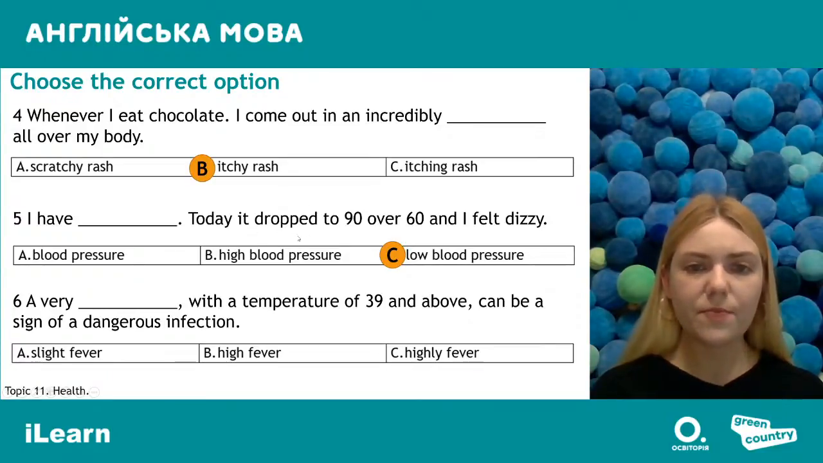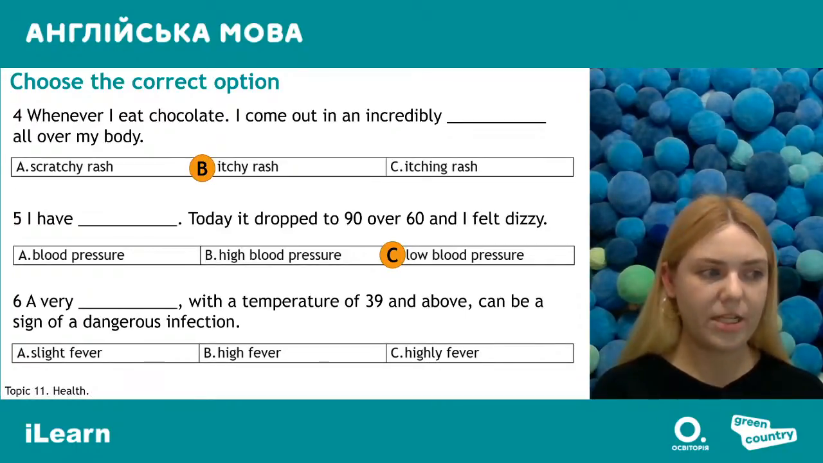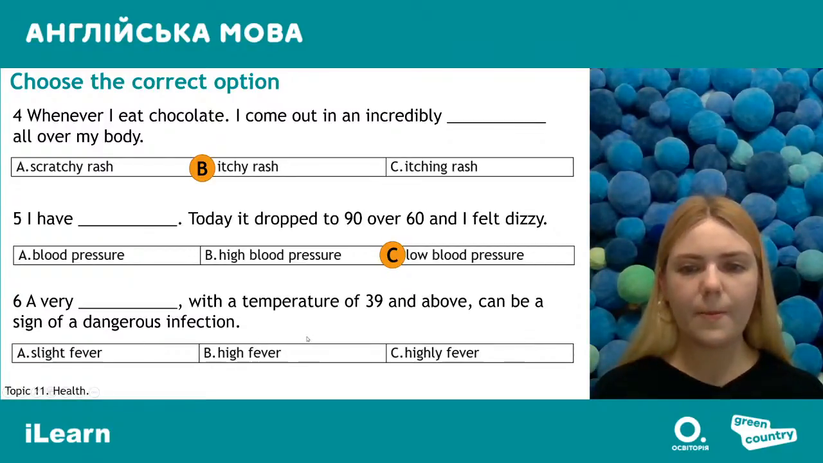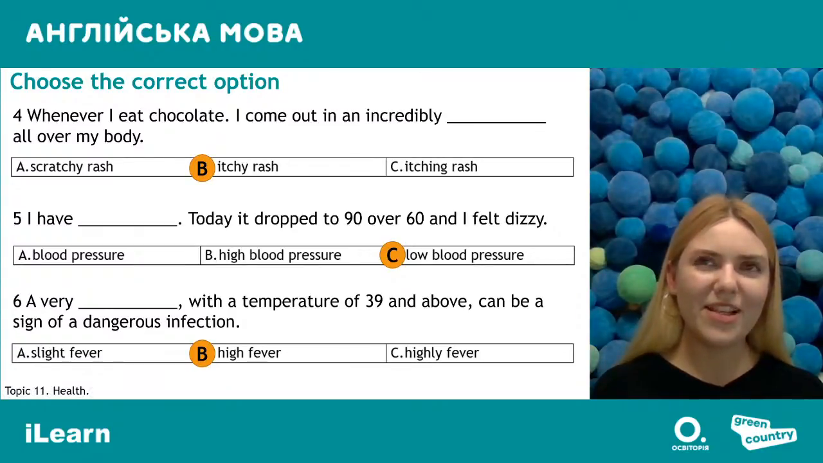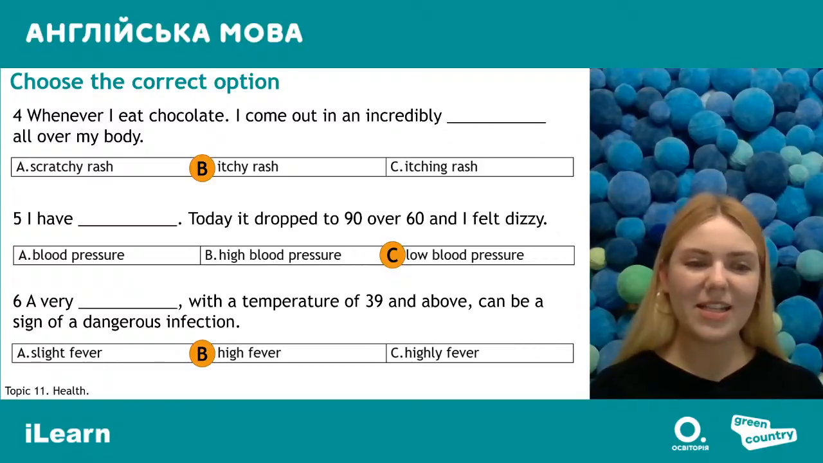Because we have here the word dropped, so it means падати, become lower. So if it dropped, then we speak about low blood pressure. Good. Number 6. That is high fever, yeah, because like 39 and above. So we can say slight fever. Також можна сказати slight fever. Не велика, не дуже висока температура. But it's about like 37, 37.5 degrees, etc. But here it's about high fever.